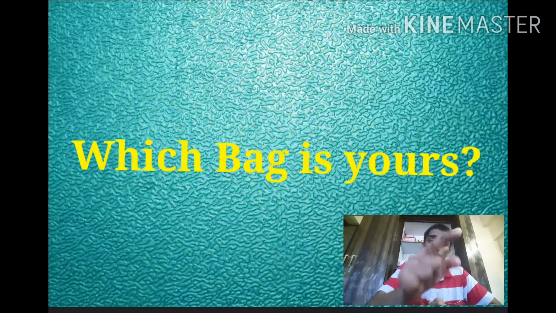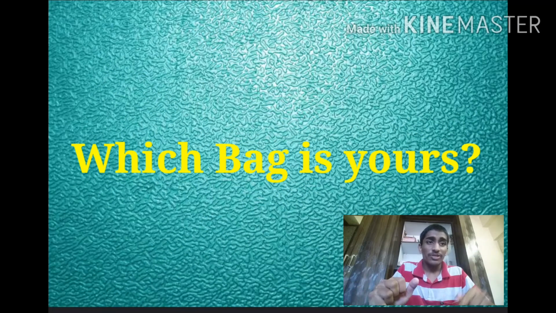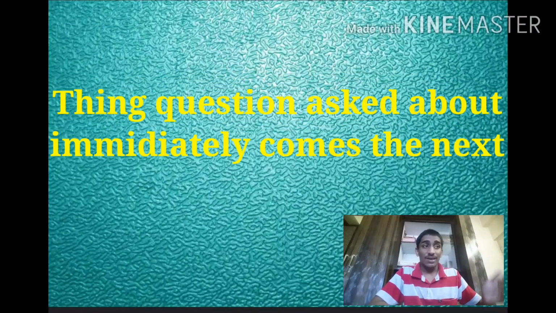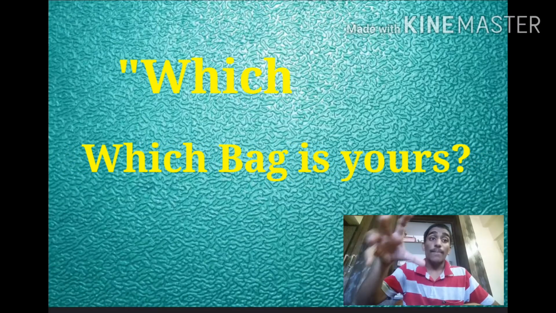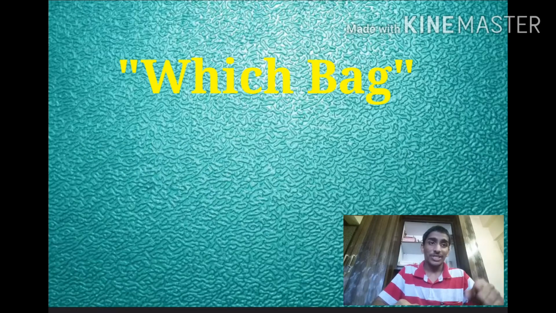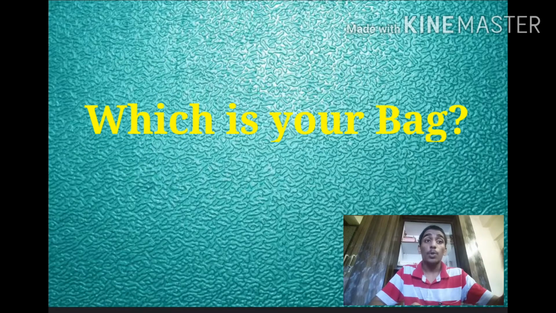Which bag is yours? Now see, what I have told you in the demonstrative adjective, the thing which I am pointing at comes next. The same rule applies in interrogative adjective. The thing which I am pointing at comes next. As soon as I say the word which, it is actually a pronoun. But after the pronoun, when the thing I'm pointing at comes next, it becomes an adjective. And what kind of adjective? Interrogative adjective. I have said, which bag is yours? Which bag? I have said, which is your bag? Which is your bag becomes a pronoun here.